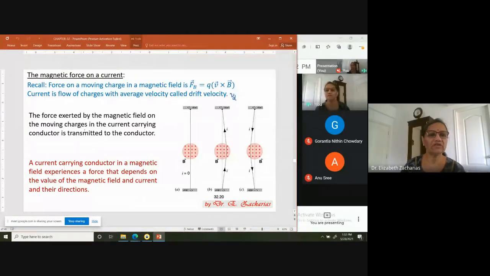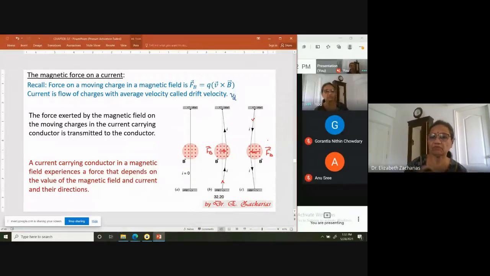For that, let us consider a conductor, initially in a uniform magnetic field B. There is no current, and you find that this wire is not deflected. But look at the next picture. You have a current in this direction, and the part of the wire which is in the magnetic field experiences a force FB in this direction. The force on the moving charges gets transmitted to the wire, and the wire itself experiences a deflection. In the next picture, when you reverse the current direction, FB is also reversed.